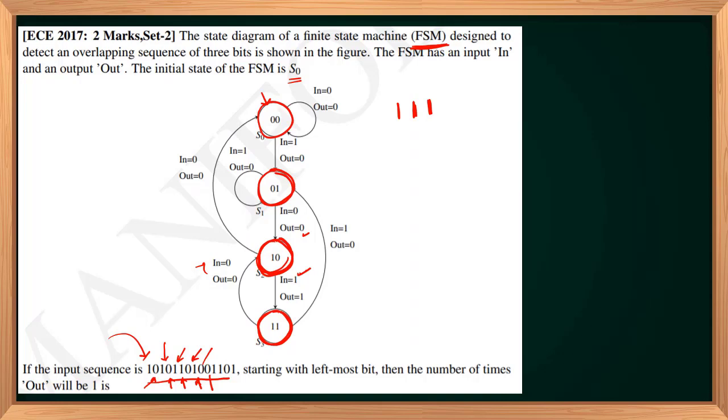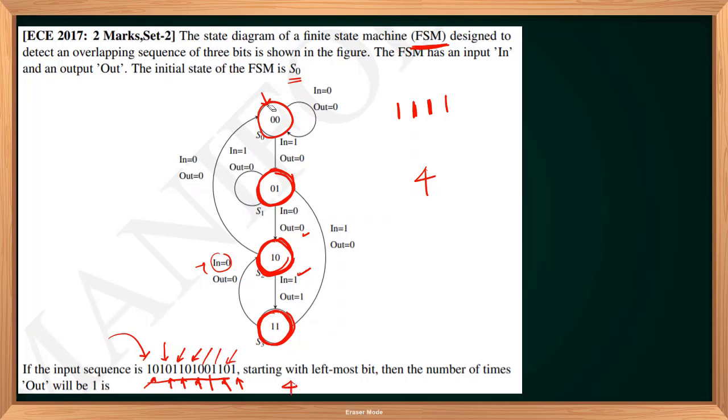Then comes 1. I will go to S1 with output equal to 0. Then comes again 1, then comes 0. I will go to S2 state if input is 0. Then comes a 1. I will go to S3 state again with output equal to 1. So I have 4 number of 1s at the output. The number of times output will be 1 is nothing but 4.